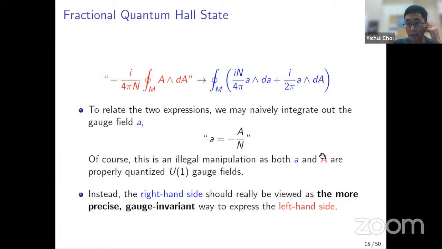So in this context, the real viewpoint that I should take is that the right-hand side is really the more precise gauge invariant way to express the fractional quantum Hall state.